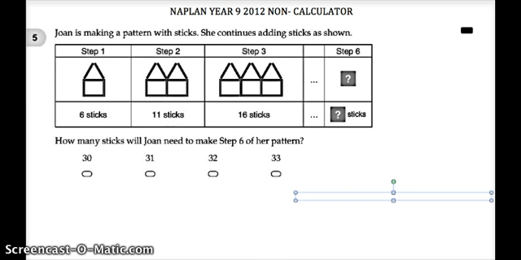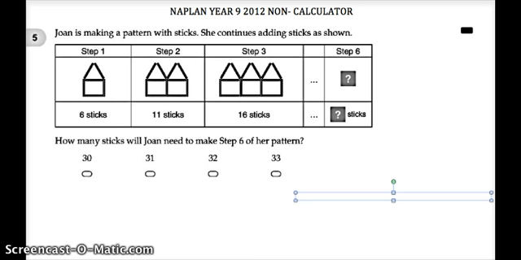Now NAPLAN 2012 question 5. Joan is making a pattern with sticks. She continues adding sticks as shown. How many sticks will Joan need to make step 6 of her pattern? Pause the video and attempt the question.